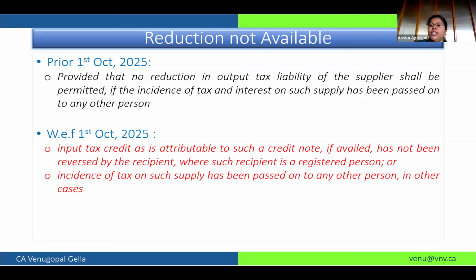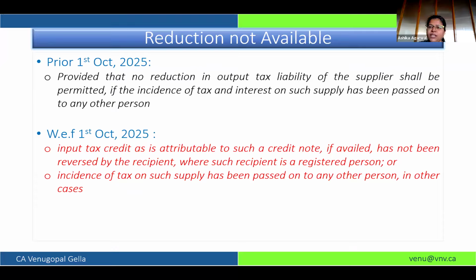But one of the conditions to take the benefit of credit note which they provided is to make sure that incidence of tax and interest has not been passed on. So basically, nobody should benefit at the cost of another person. Unjust enrichment is the concept they were bringing in. But even when people were properly declaring the credit note in GSTR1, even after such declaration, the benefit was disallowed due to non-production of proof that the recipient has reversed the ITC.